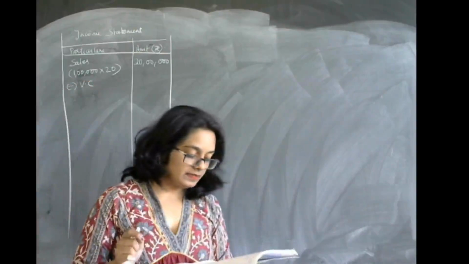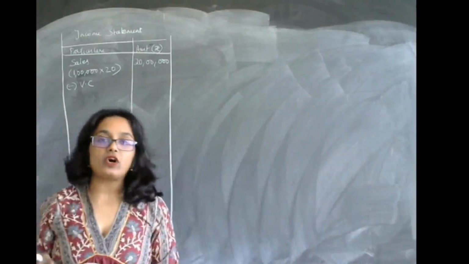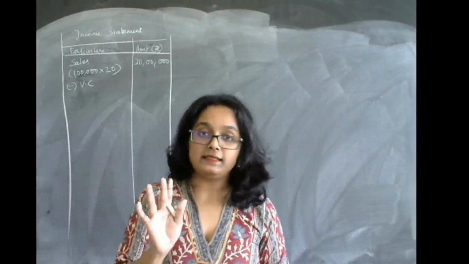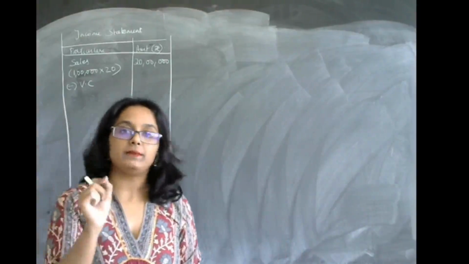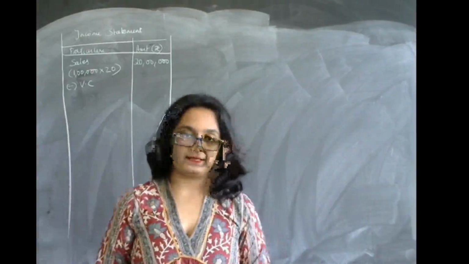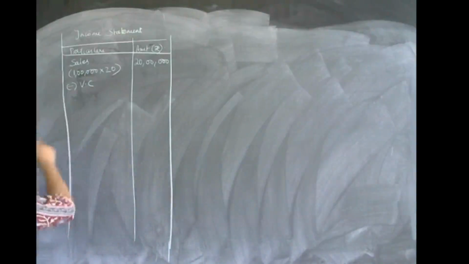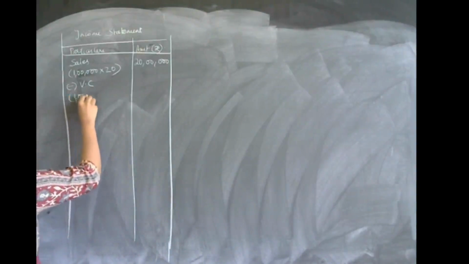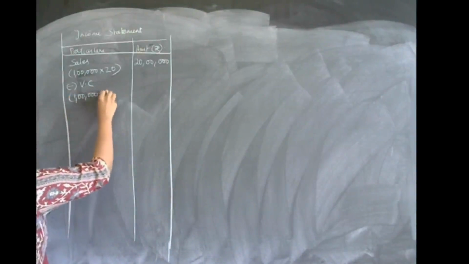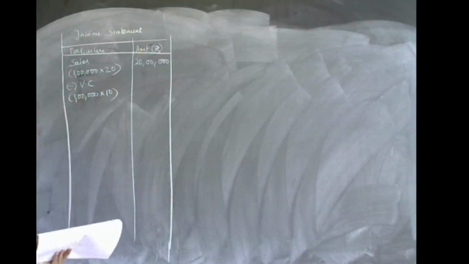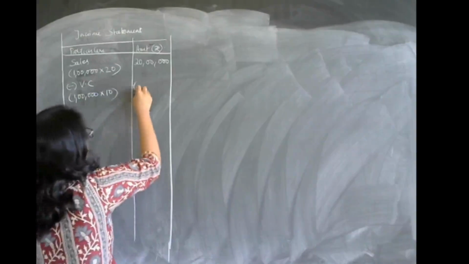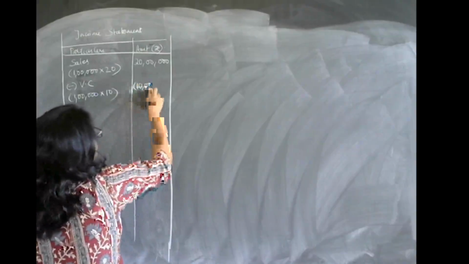Okay, the next component is minus the variable cost. Variable cost they have given us as 10, that is per unit variable cost is 10 rupees. So how many units are there? 1 lakh. Cost per unit is 10. So how much it comes up to? It comes up to 10 lakhs.